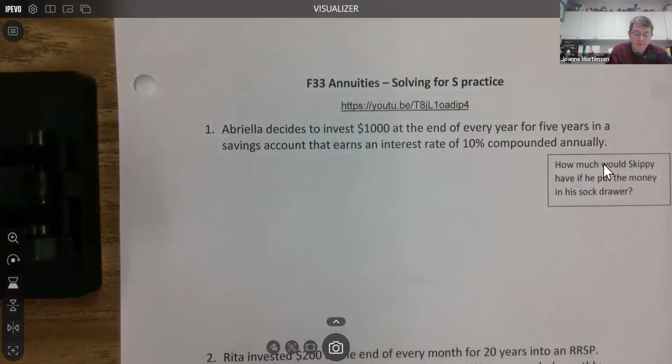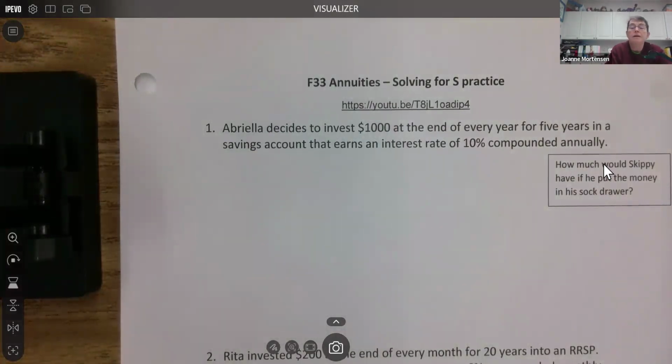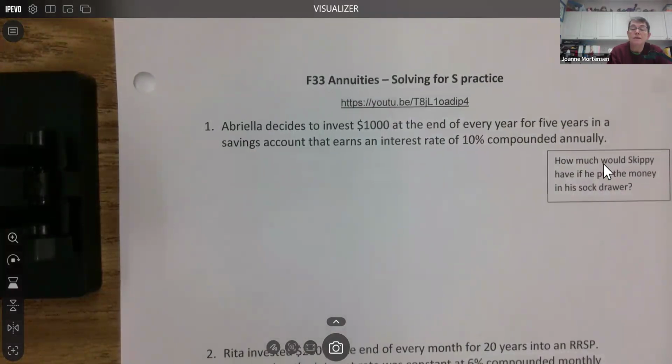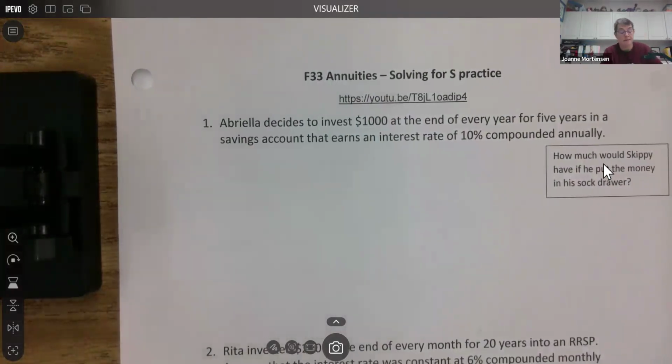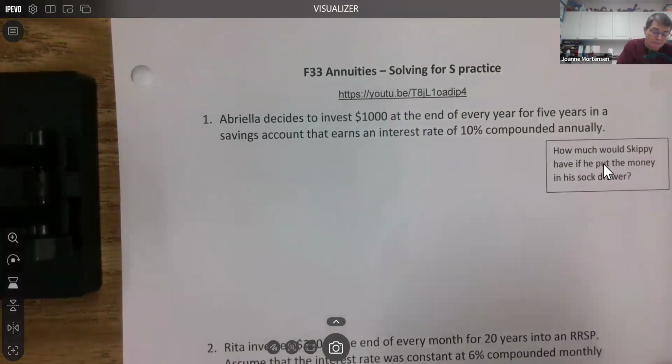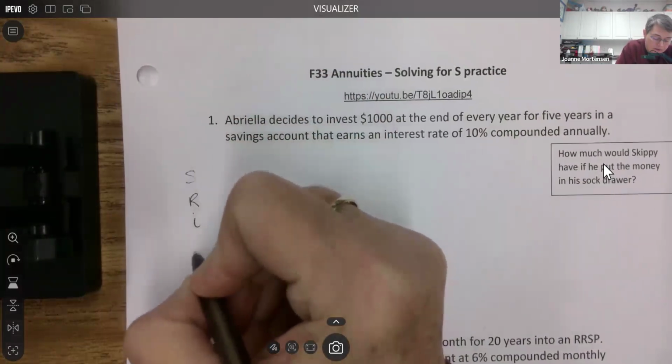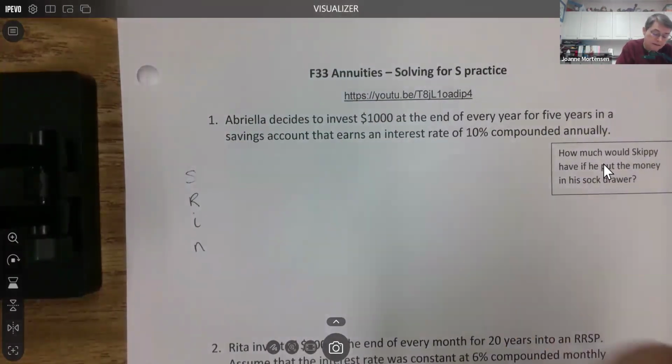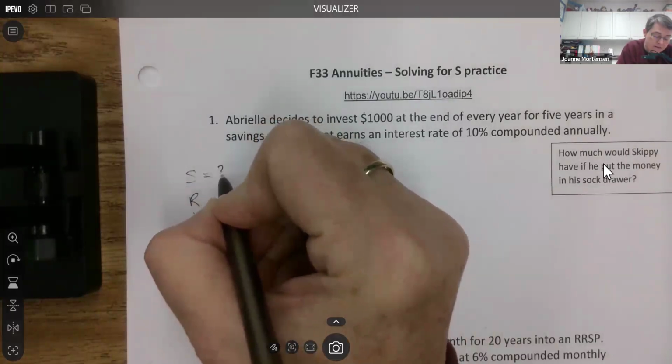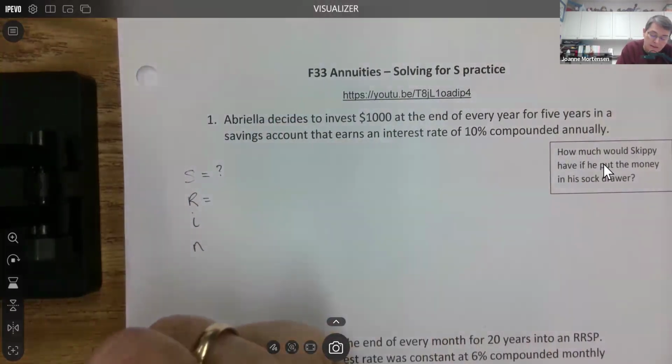So again, an annuity is putting in multiple amounts of money, and at the end of a certain time period, let's see how much is there. New formula, don't forget that. S, R, I, N. S is the amount at the end. R is how much I'm putting in.